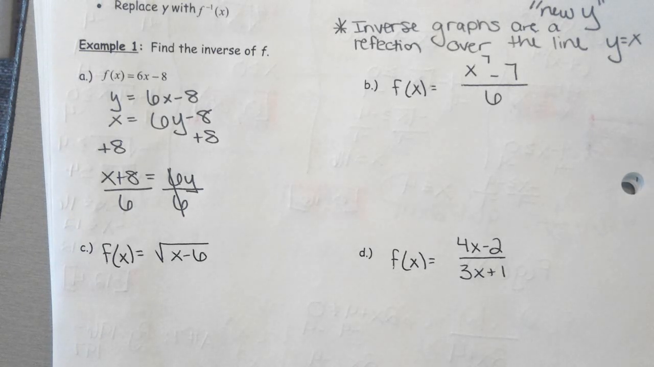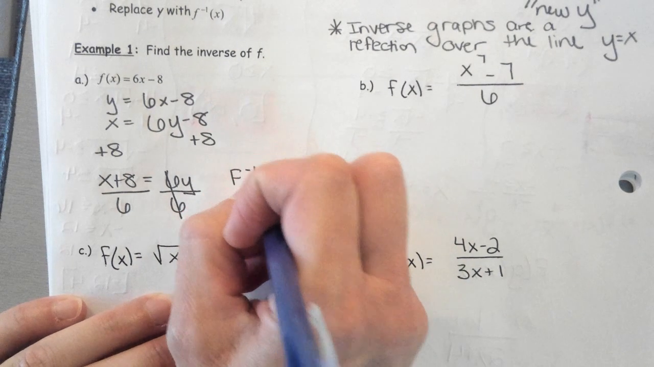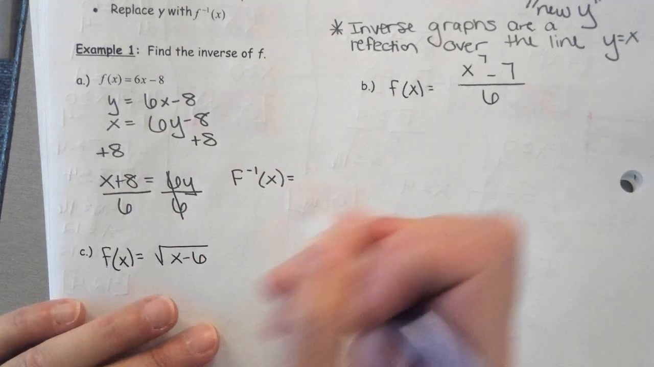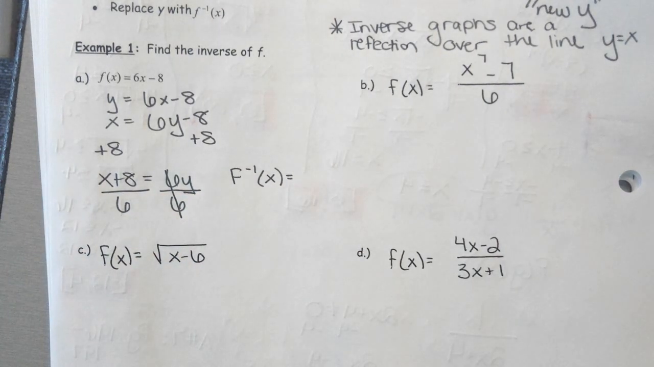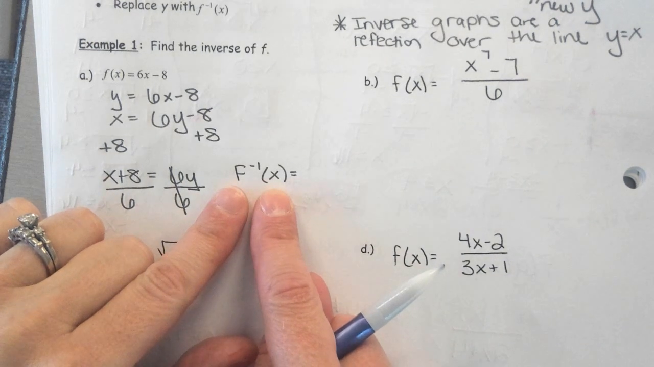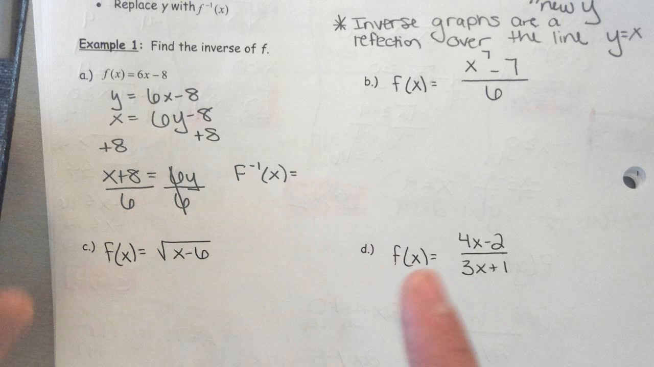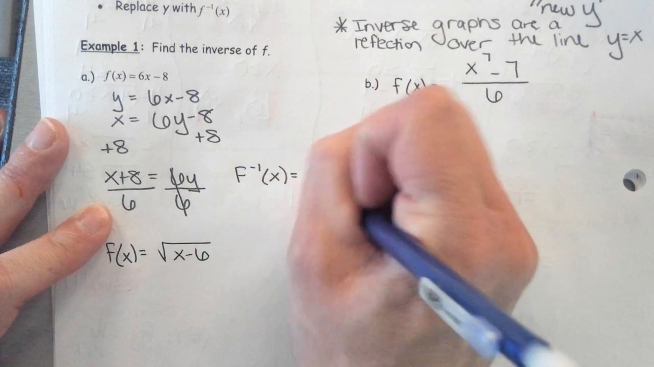Okay? Now, the other thing that you're probably going to see in your book is that instead of writing it as y equals, your book typically tends to use the inverse notation, where it's f to the negative 1 of x. That means inverse. If you ever come across this notation anywhere in math, it always means the inverse equation. So we've got x plus 8 divided by 6.